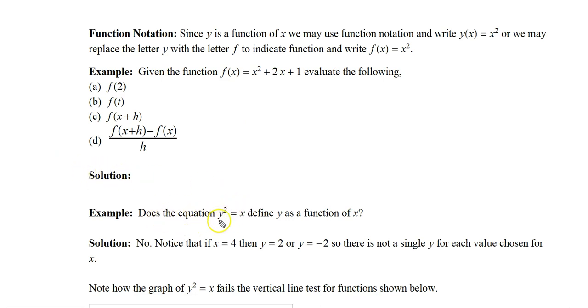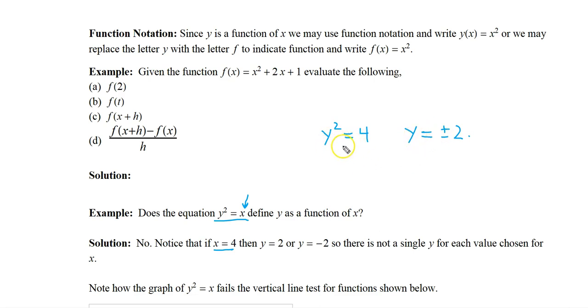So let's look at this one. Does the equation y squared equal x define y as a function of x? Well, if you think back to the function definition, for each number we plug in for x, we should only get one number back for y. Well, notice if we plug 4 in for x here, then we get that y squared should equal 4. So how many possible values for y will make this equation true? Well, you notice we could let y equal plus or minus 2. So we actually get back 2 values for y.